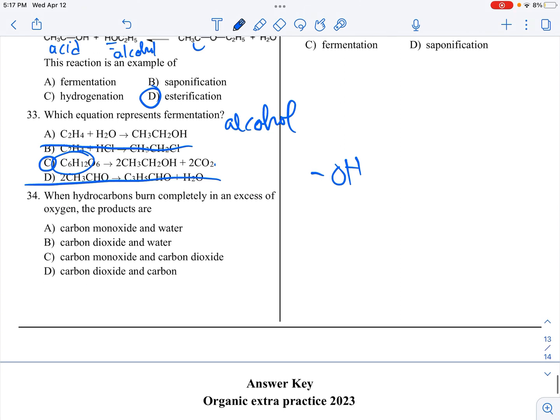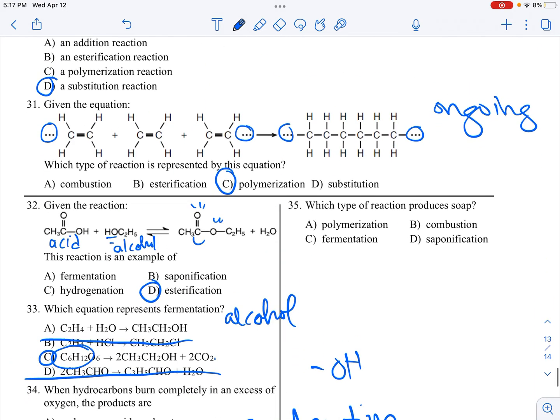When hydrocarbons burn completely in an excess of oxygen, this is a combustion reaction. So the products of combustion are carbon dioxide and water. Draw it out if you need to. Finally, which type of reaction produces soap? Well, which one of these choices has the word soap in it? It's just mixed up. It's called a saponification reaction.